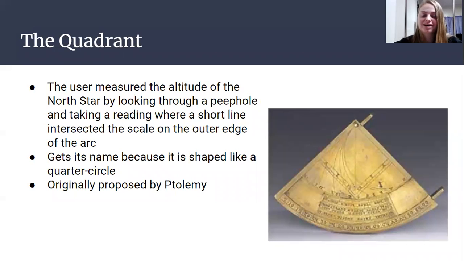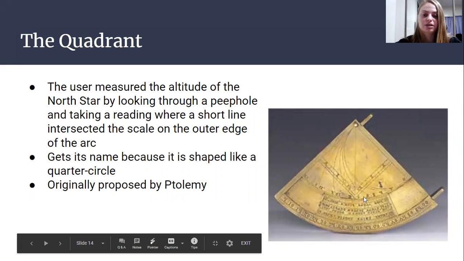I have another video that kind of shows how they use that. That short line that they talked about right here in this description actually hooks onto here at the top and hangs down. It's not shown in this picture, but it will be shown in the video, so you'll get a sense of how they used that.